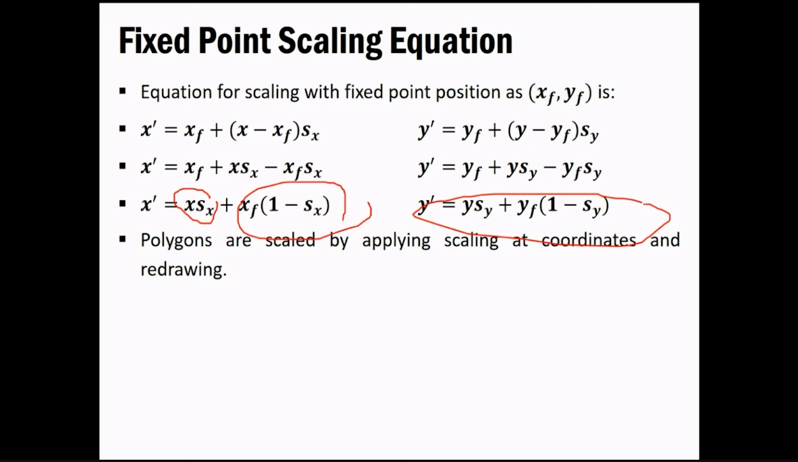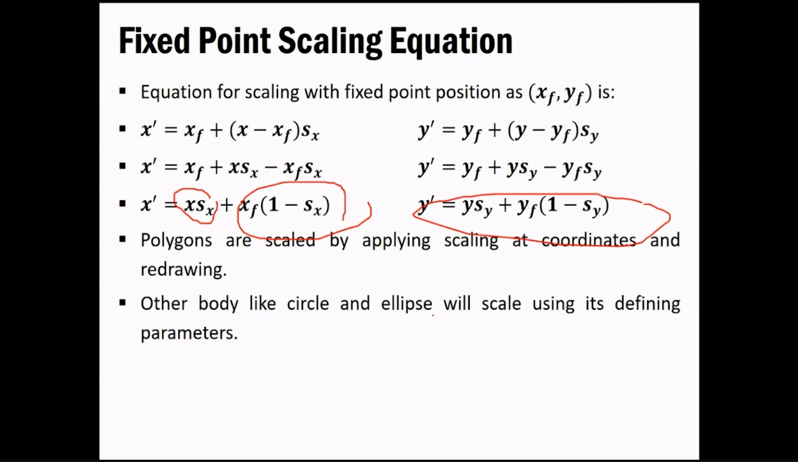Polygons are scaled by applying scaling to the coordinates and redrawing. Other bodies like circles and ellipses will scale using their defining parameters. We will adapt a similar flow once we have finished this theory part.